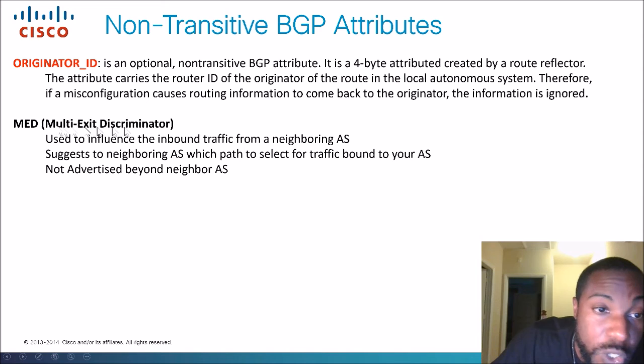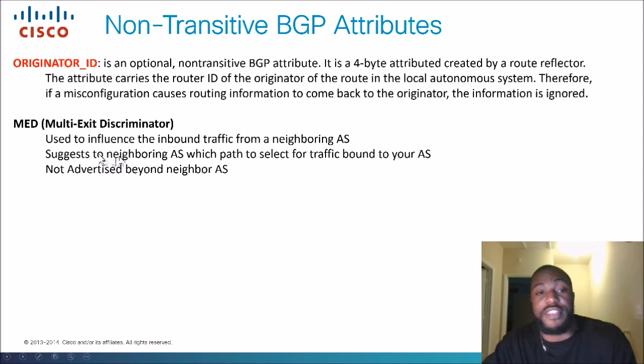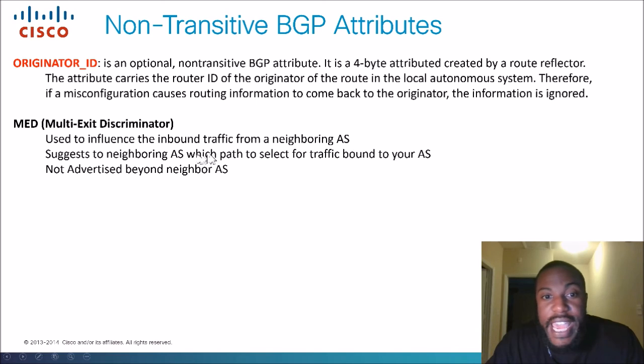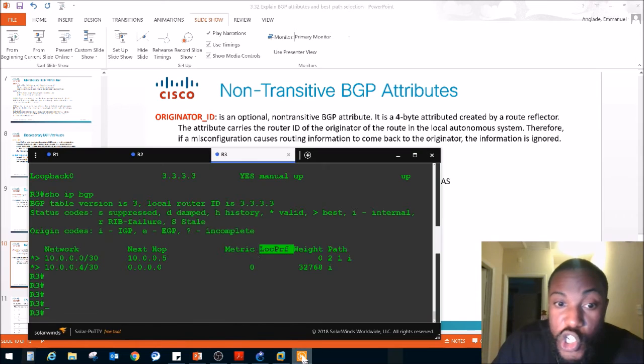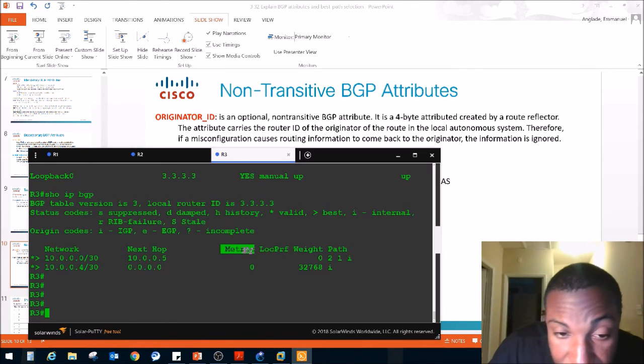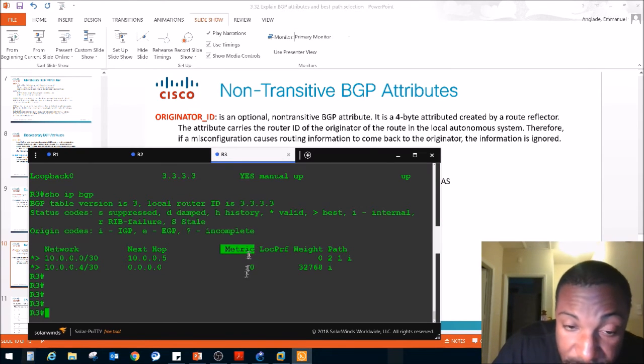MED is a multi-exit discriminator. Now, this is another confusing one. It's used to influence the inbound traffic from a neighboring AS. It suggests to the neighboring AS which path to select for traffic bound to your AS, and it's not advertised beyond the neighbor AS. And we can find that using show ip bgp, right? But it doesn't say MED. You would think they would have done that, but no. MED is actually just metric.